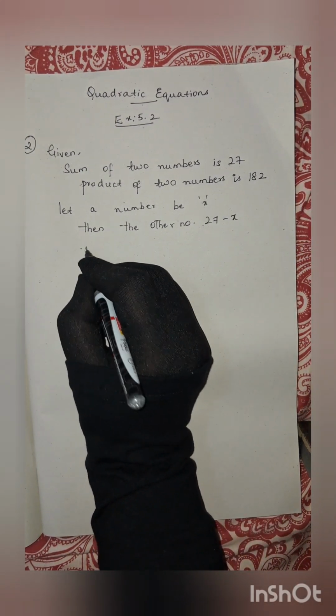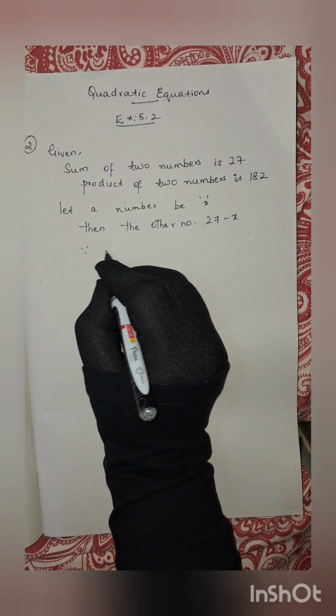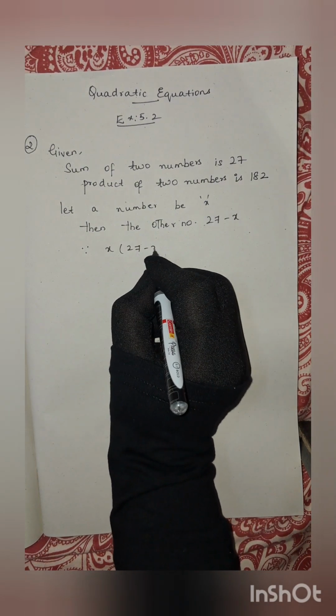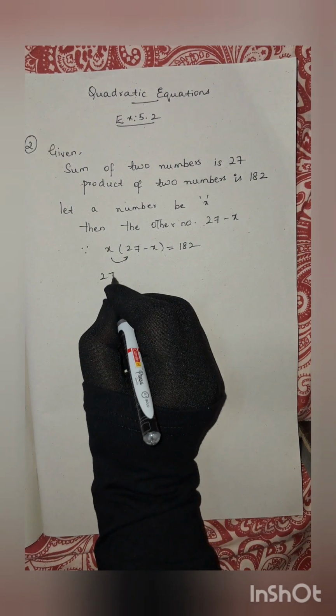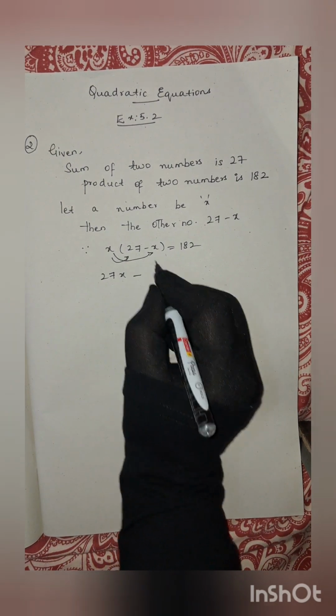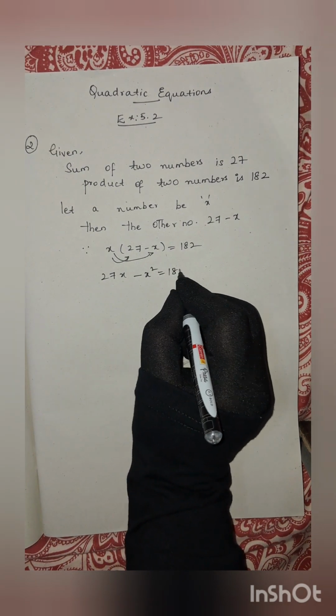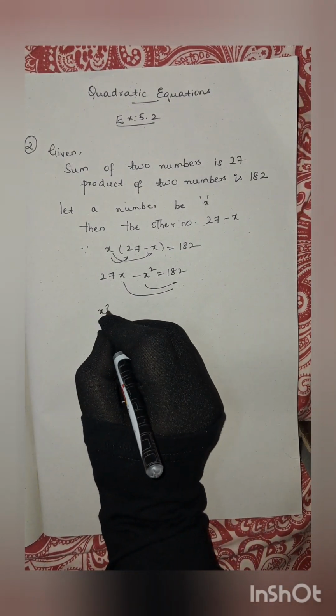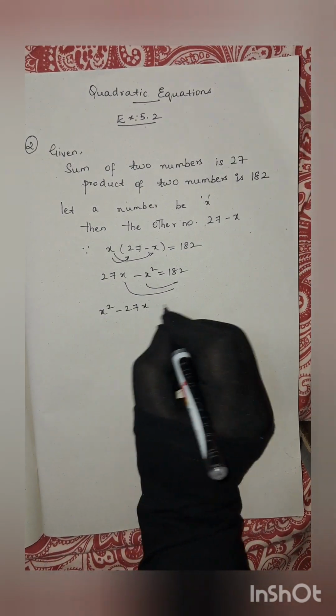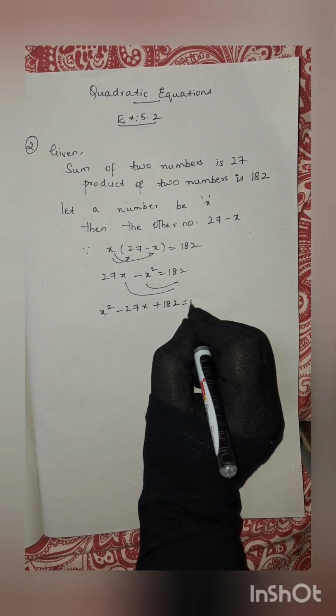So since it is already given, the product of two numbers is 182. So x into 27 minus x is equal to 182. So 27x minus x square is equal to 182. I'm sending all the terms that side. So x square minus 27x plus 182 is equal to 0.